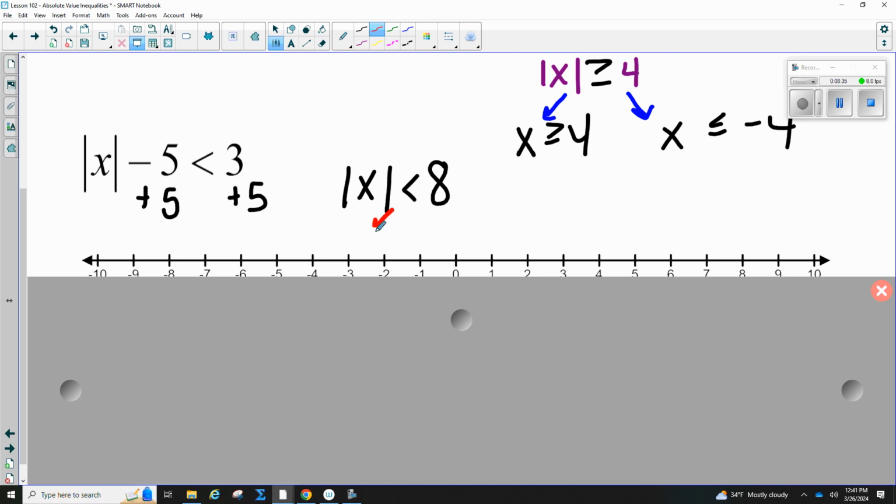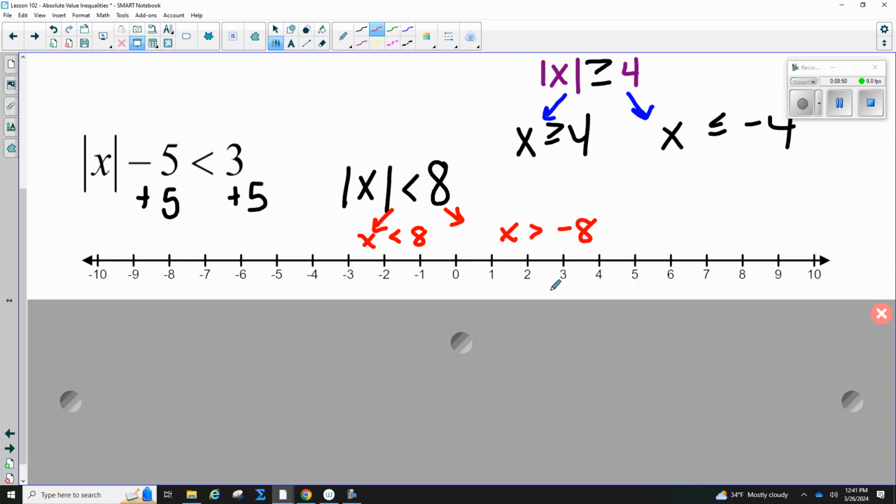If you don't write both, you don't get full credit, even if you do the graph right. So you've got to do x is less than 8, which stays the same. And for the other one, we flip the sign and make the 8 negative. Now this is telling me that my values are both less than 8 and, at the same time, greater than -8. So I need open circles on -8 and 8. And again, less than goes this way, greater than goes this way, so I'm shading in between.